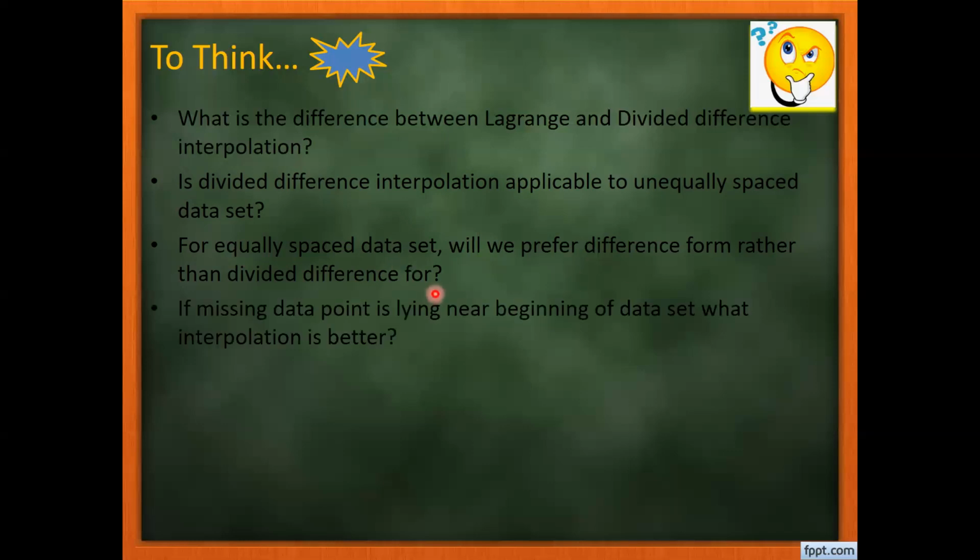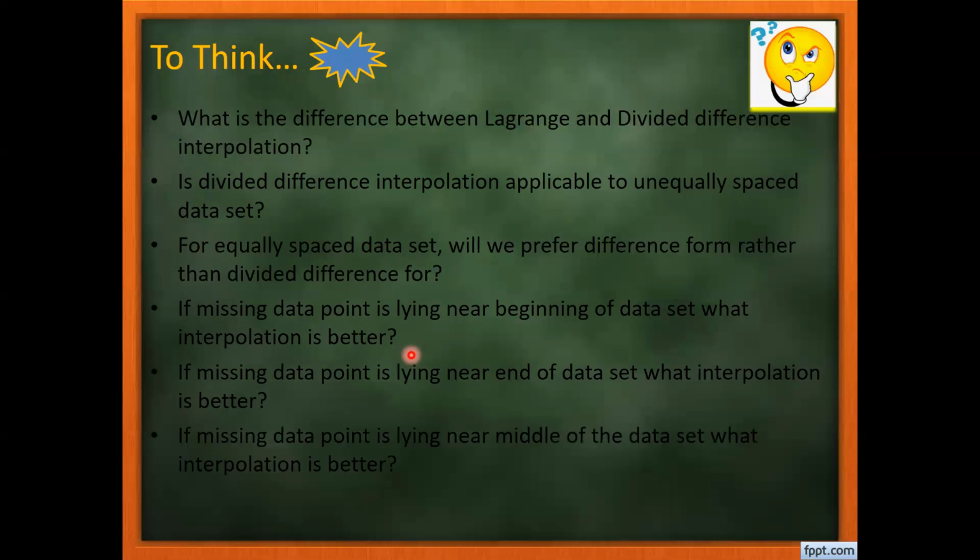And I think there's some typing error as well. If the missing data point is lying near the beginning of the dataset, what interpolation is better? Definitely we'll prefer the forward difference interpolation. If it's lying near the end of the dataset, we'll go for backward difference interpolation, and if it's lying in the middle, we will prefer the center difference interpolation.